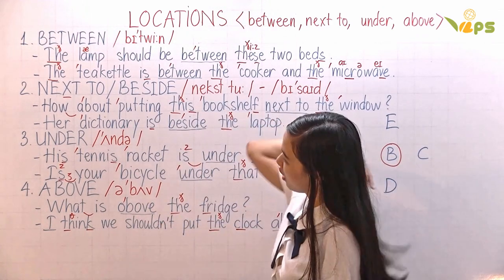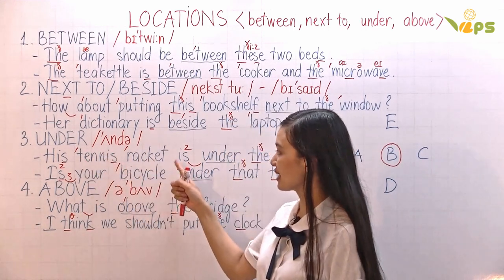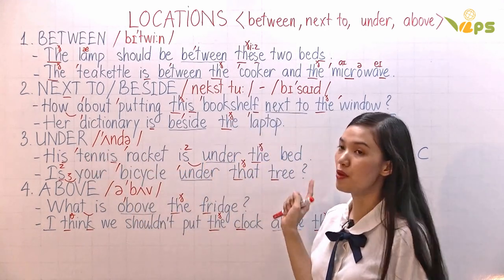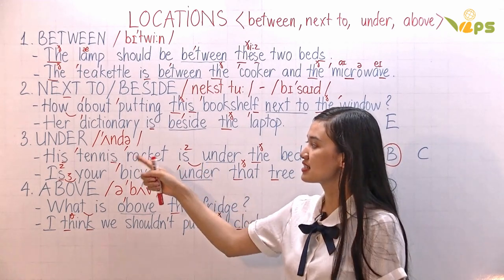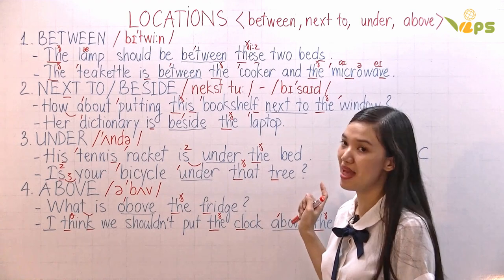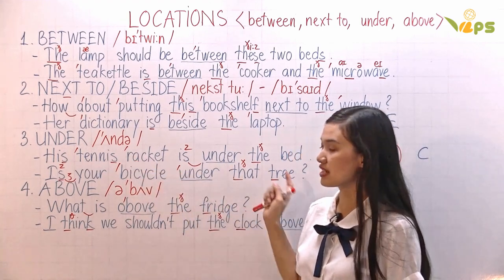Under. His tennis racket is under the bed. You can link them together, is under. His tennis racket is under the bed.